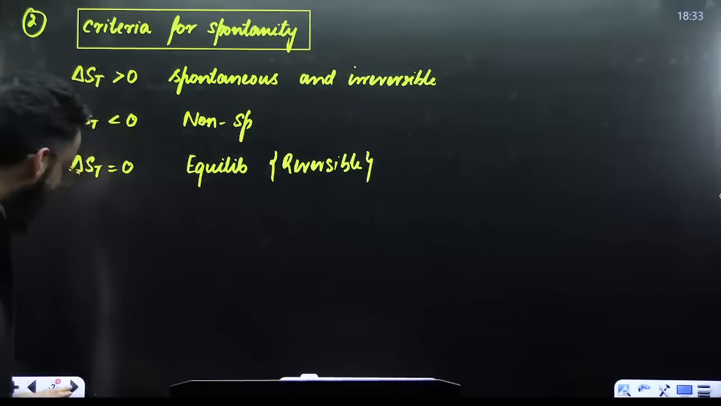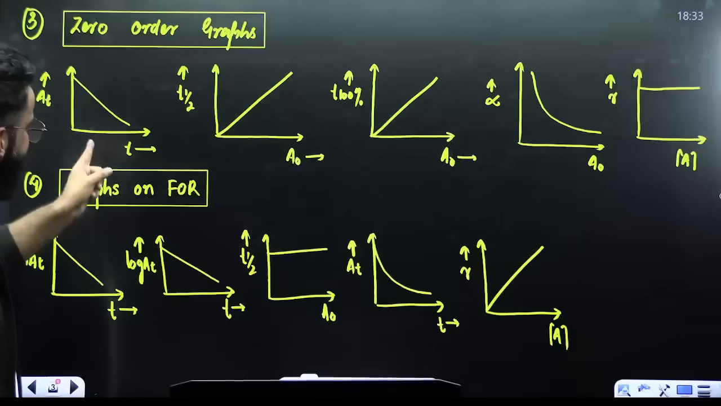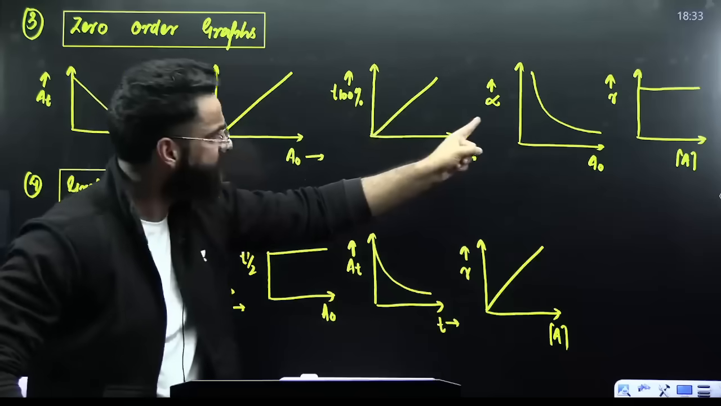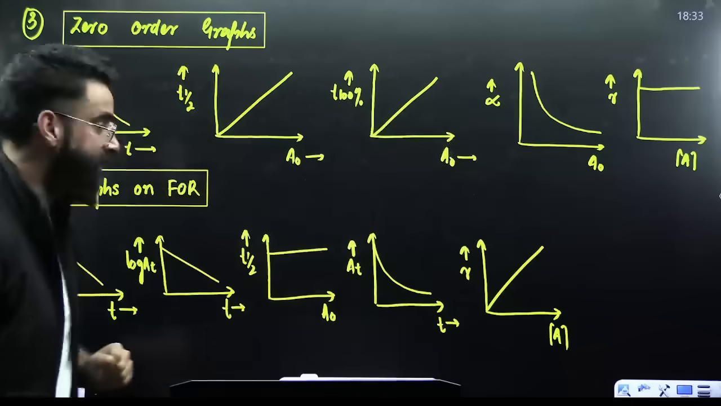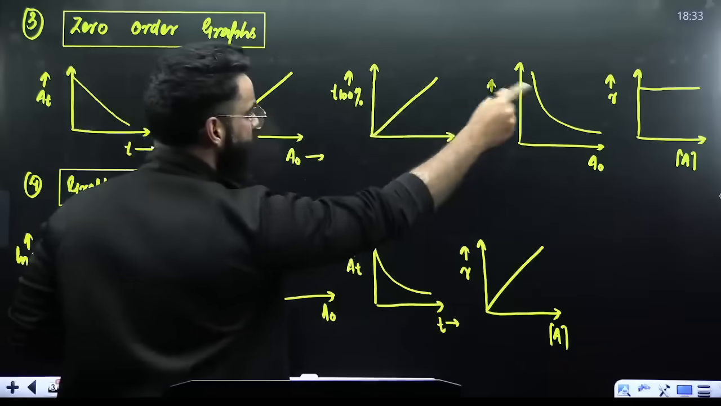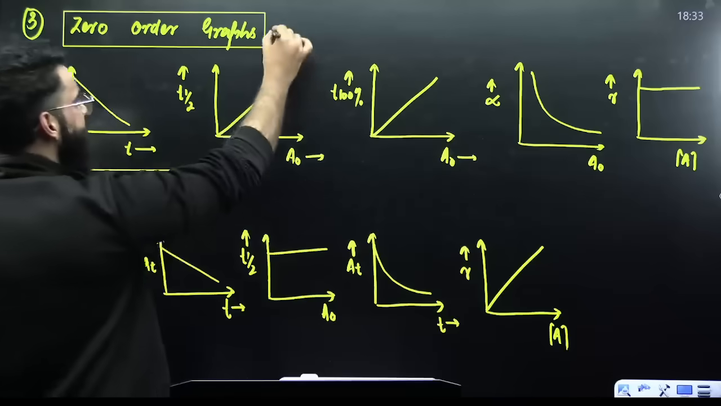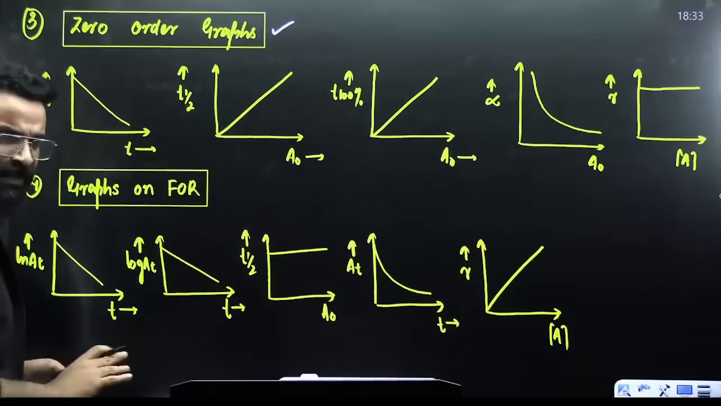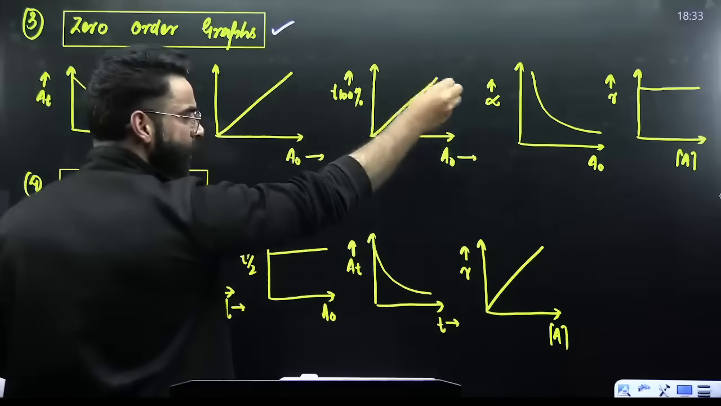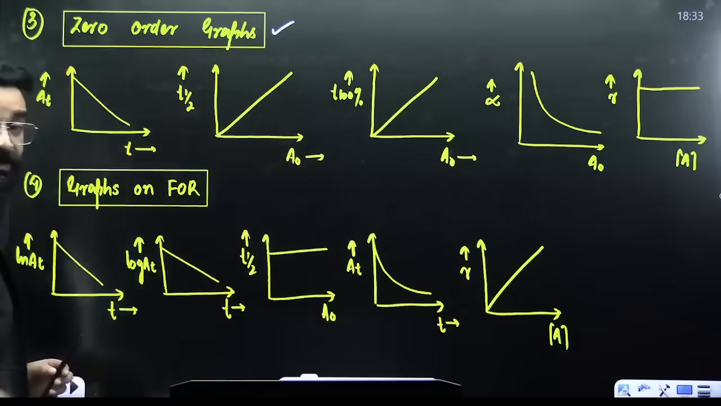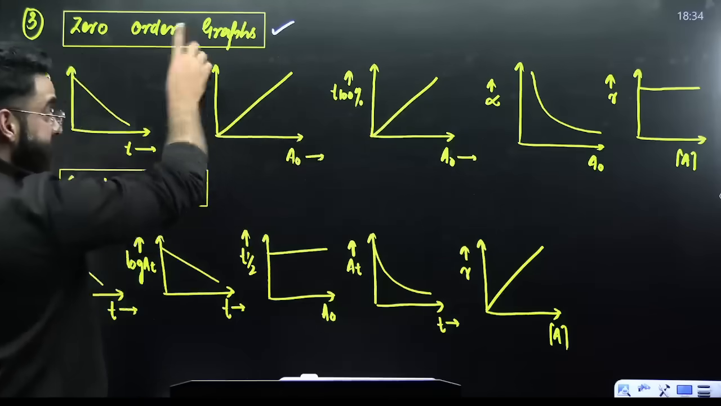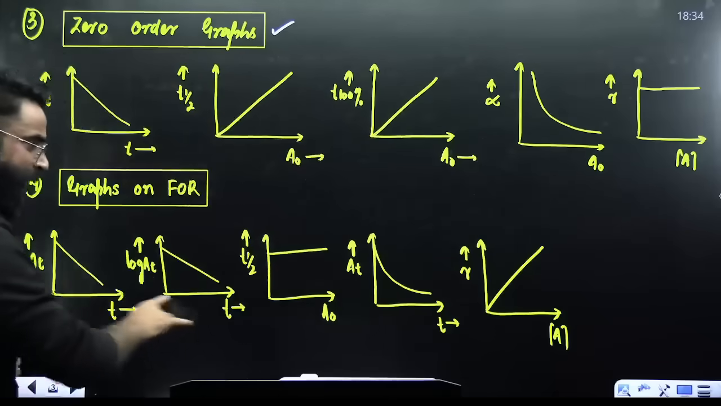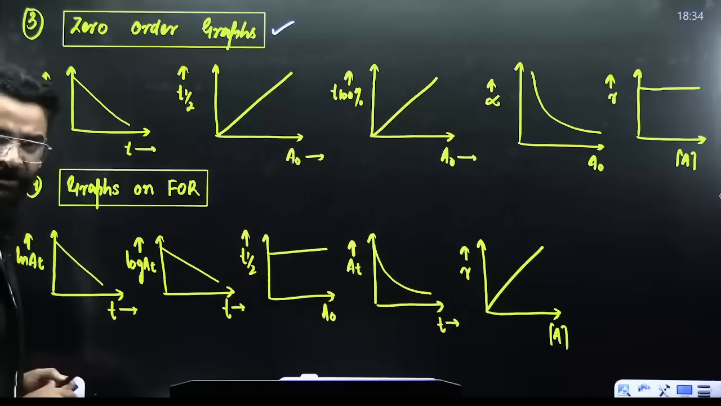Okay, moving on to the third concept. They can give you any of these graphs and they'll ask you what is the order of the reaction. These 5 graphs are basically the graphs for the zero order reactions. They can put any graph in the question and ask you what is the order of the reaction. Remember these graphs, they are the zero order reaction graphs. And the graphs which are mentioned over here, they are the first order reaction graphs.